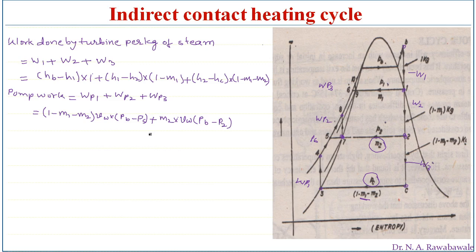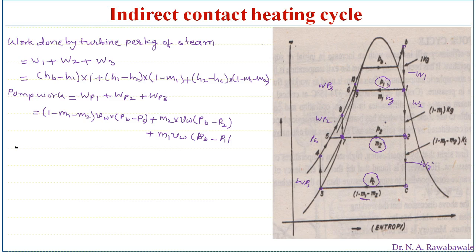And the third pump work is nothing but mass M1. M1 is the mass of condensate which is supplied from point 9 to 10. So here M1 into Vw into pressure increased up to boiler pressure, where the initial pressure is P1. At this point the condensate is at pressure P1, therefore PB minus P1.